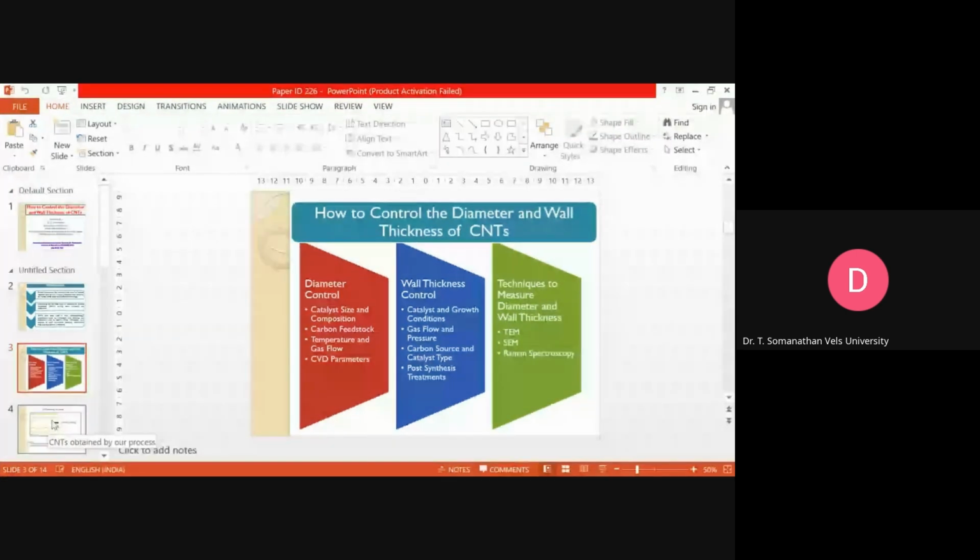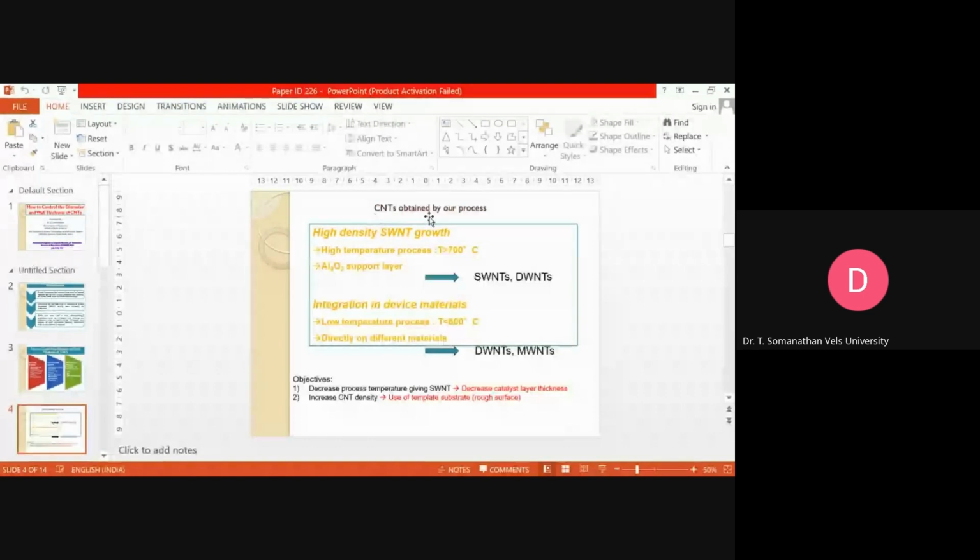So in my studies, I have done the CNT obtained by our process. We are using an aluminum support layer, and we are depositing a 1 nanometer thickness of iron nanoparticle on the aluminum supported layer using a technique called IBS, ion beam sputtering technique. And I use that material for the synthesis of single-wall carbon nanotube at a temperature of 700 degrees centigrade. So in that material, when we are using a 1 nanometer iron thickness catalyst particle, I'm getting both single-walled carbon nanotube as well as double-walled carbon nanotube.